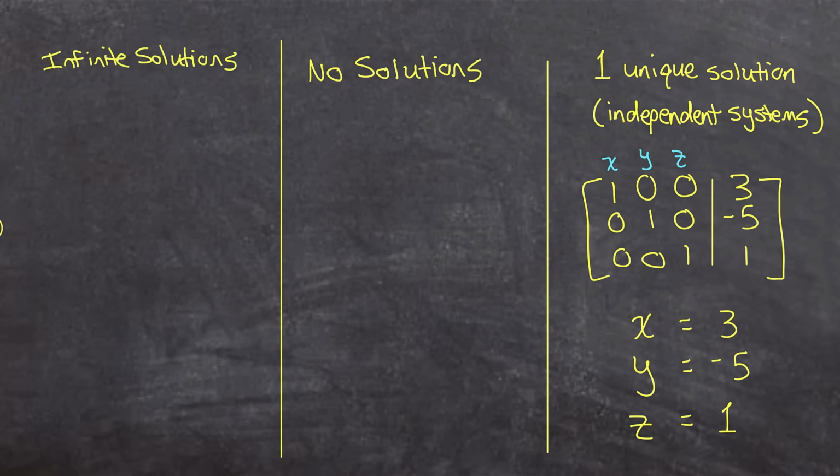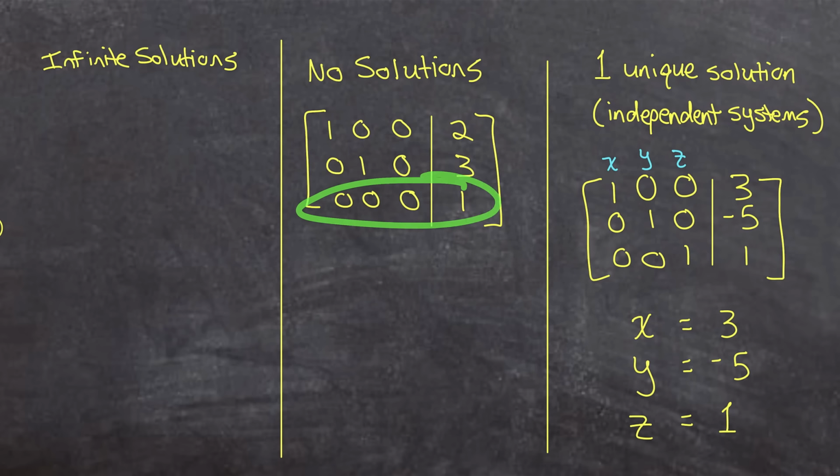Let me start by drawing a matrix that's in reduced row echelon form that has no solutions. I know this matrix would indicate that the system has no solutions by looking at row 3. Based on row 3, I see that 0 would have to be equal to 1. And I know that 0 cannot equal 1, therefore there are no solutions to that system.